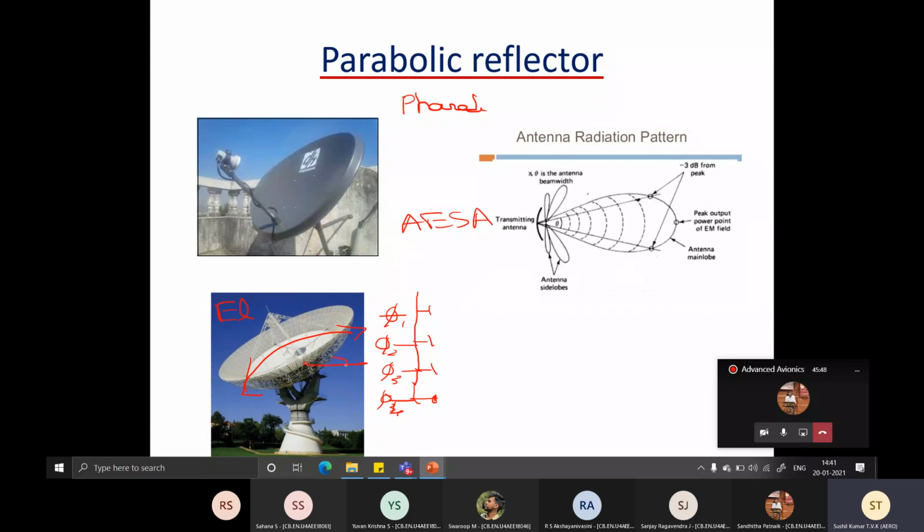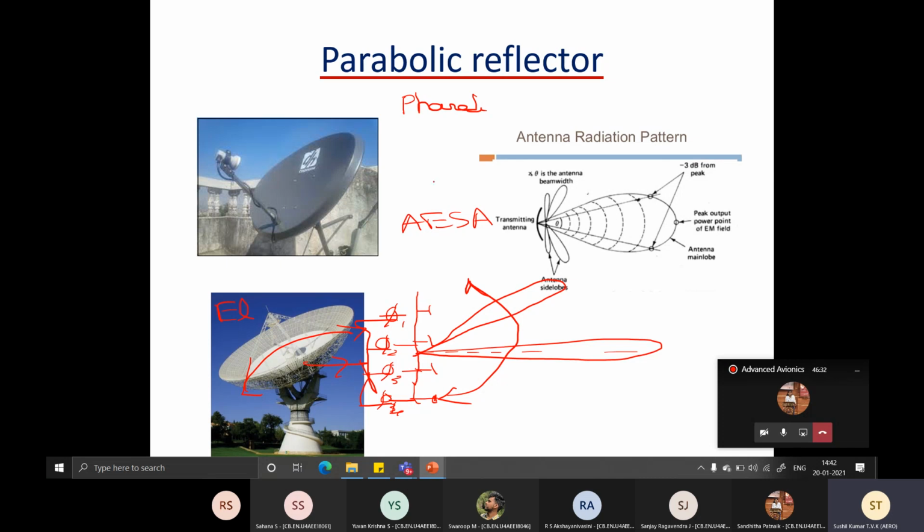They are all coming from the same source, but then I can always change the phase of the incoming power in such a way that, instead of mechanically moving this beam by moving the reflector, now this beam can be rotated electronically just by changing the phase. There is no mechanical movement of these antennas. Just change the phase, then you can rotate the beam the way you want.